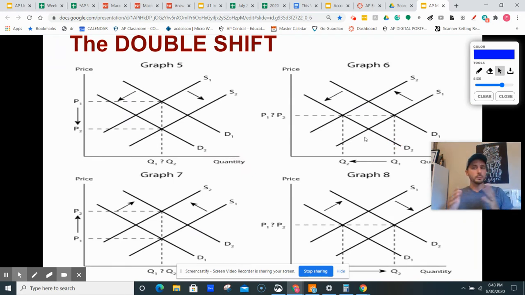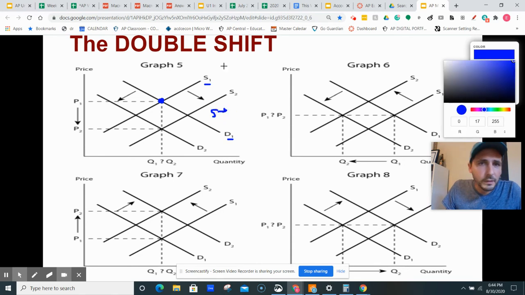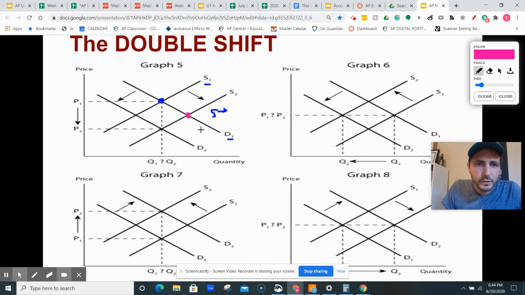Now, the double shift is probably one of the most confusing things for students initially, but once you get it, right? So let's check this out real quick. In this scenario, we started out right here, S1 and D1. I know that because I'm looking here, supply 1 and D1. That was my equilibrium, the intersection of those two curves. Then supply shifted right and demand shifted left. Supply shifted right. When supply goes right, what happens? Well, when supply goes right, let's do this in pink. So we went here, S2, D2.